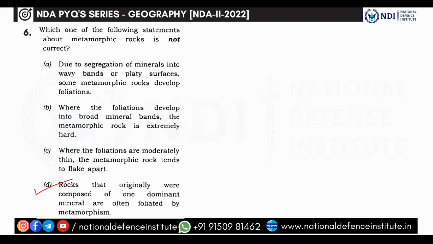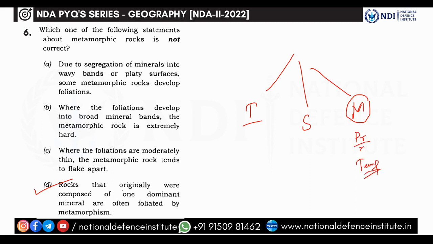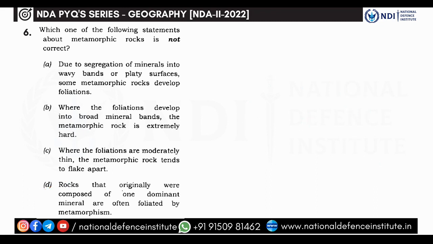Alright. So this is with respect to rocks, and we know that in rocks we have three types of rock: igneous, sedimentary, and metamorphic. Metamorphic is the rock which is majorly built because of excess pressure and temperature. Alright, fine. Let's go for the next question.